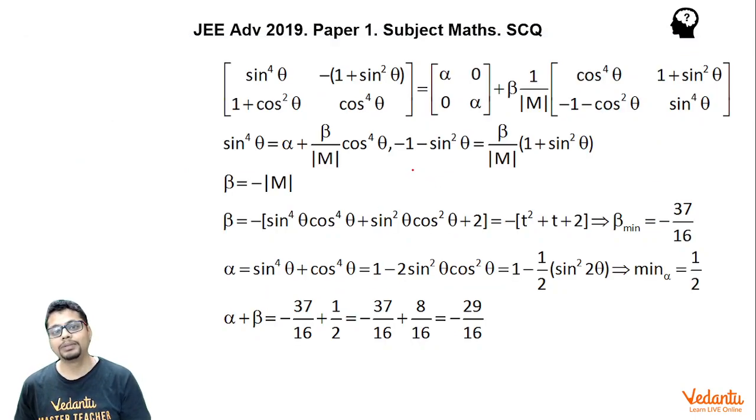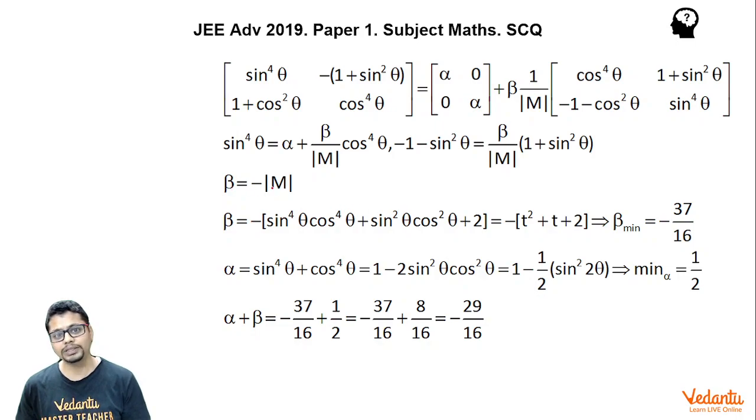Now as you compare the elements on the two sides, sine to the power 4 theta is equal to alpha plus beta by determinant of M cos to the power 4 theta, and minus 1 minus sine square theta is equal to 0 plus beta by determinant of M times 1 plus sine square theta. Now this 1 plus sine square theta you may cancel out on both sides, and essentially you get beta equal to minus times determinant of M, obviously because 1 plus sine square theta can never be 0. So beta turns out to be minus times determinant of M, which we have anyway got using Cayley-Hamilton.